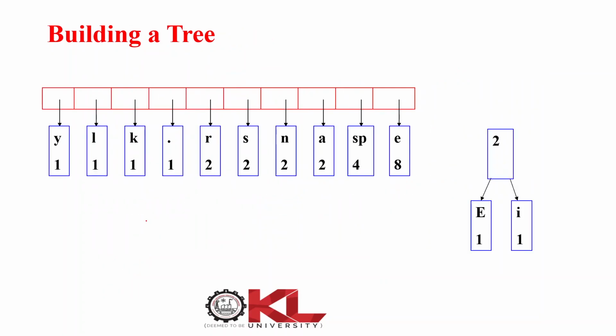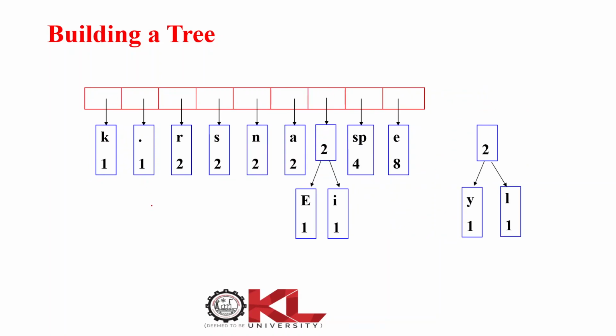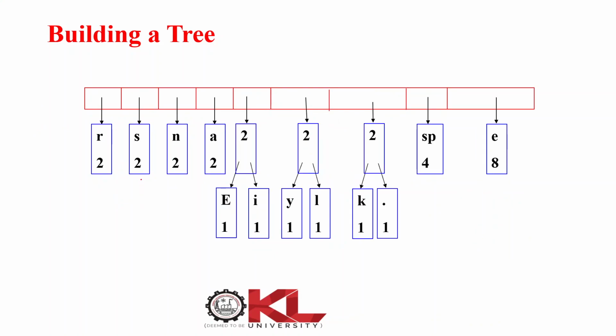Now I will add these both and place the 2 in between 2 and 4. Now I will add these both, Y and L. It will again give a frequency of 2, so again I will place it in between the 4 and 2. Again I will add these both, 2 and 2, R and S. It will give 4. So R and S will also be placed in between this 4 and 8.